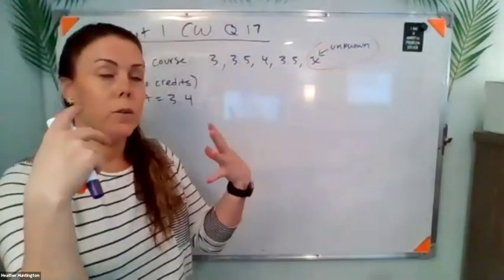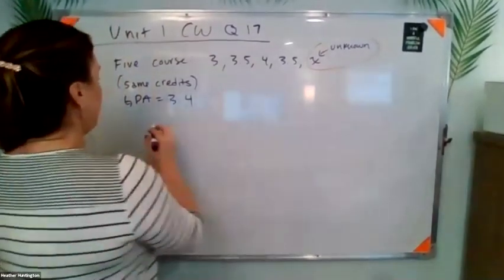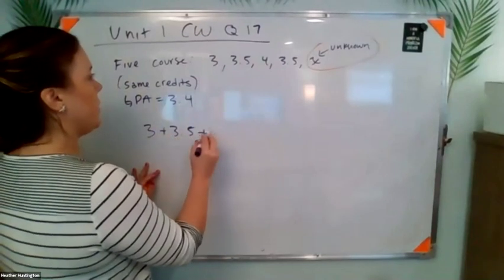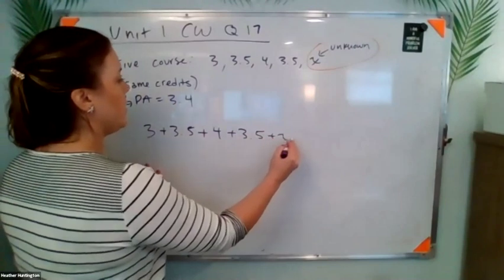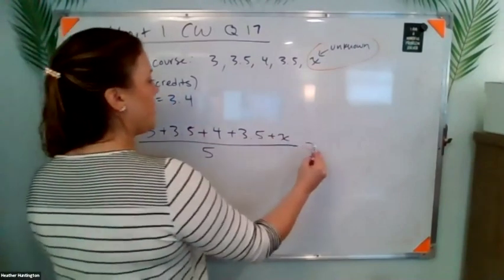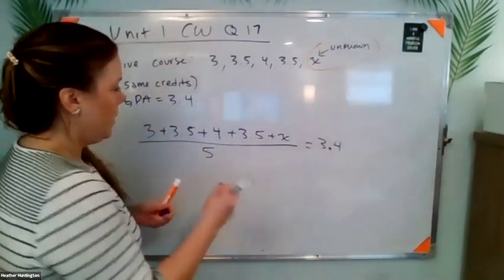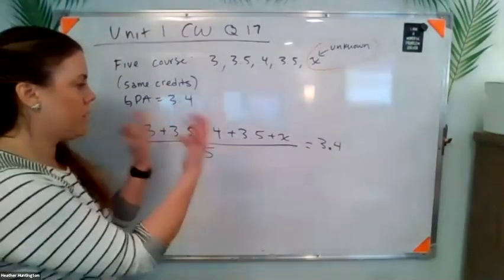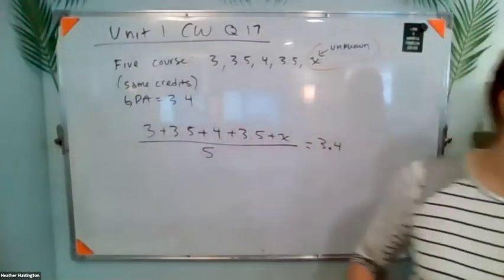So now our mind's going back to that old information and the formulas. So we've got 3 plus 3.5 plus... I'm going to write everything out using the formula. So those are 5 items divided by 5 is going to equal 3.4. Okay, so now I've created an equation, and my plan now is to solve this algebraic equation. So let's do that and carry out the plan.